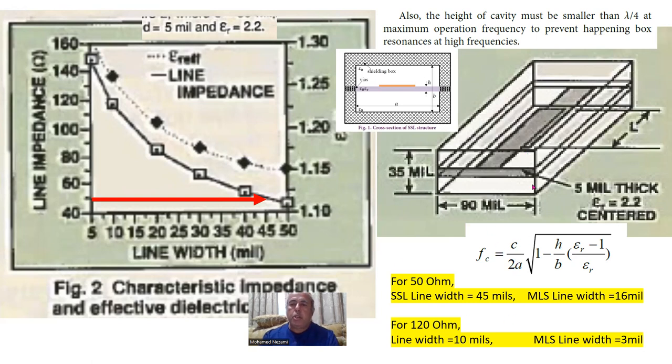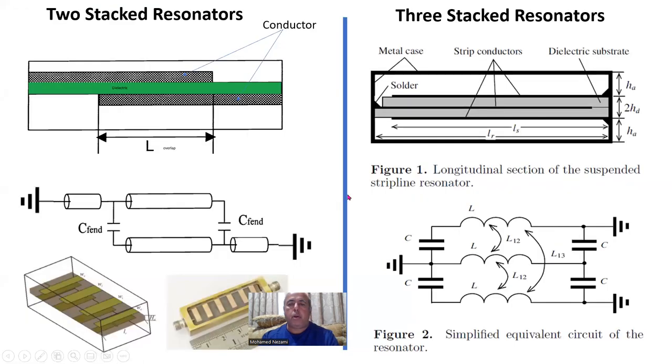So another condition on this channel that houses the suspended line is that the height has to be smaller than a quarter wavelength at the maximum operating frequency. And that again has to do with making sure that you're below the cutoff. So let's get right into the filters that we're gonna demo in the 3D modeling tool from HFSS.